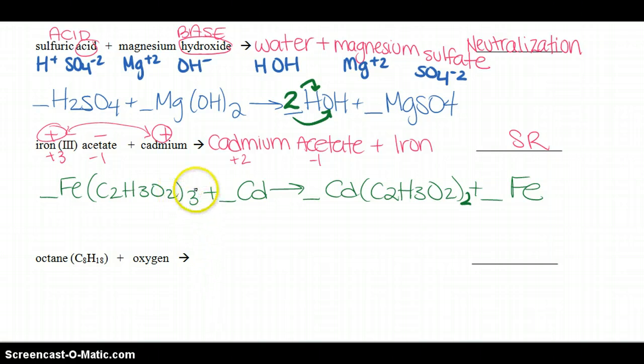I have 3 over here, 2 over here. So we come up with the least common denominator, which is going to be 6. And so in order to get 6 acetates on this side, I need to use a 2 coefficient. And in order to get 6 acetates on this side, I use a 3 coefficient. So now my acetates are balanced, and I've messed up everything else. So that 2 went to the iron also, and so I have 2 irons over here, 1 right there, so I put a 2 coefficient. Cadmium, I have 3 here, 1 right on this side, and so I put a 3 here, and now we're balanced.